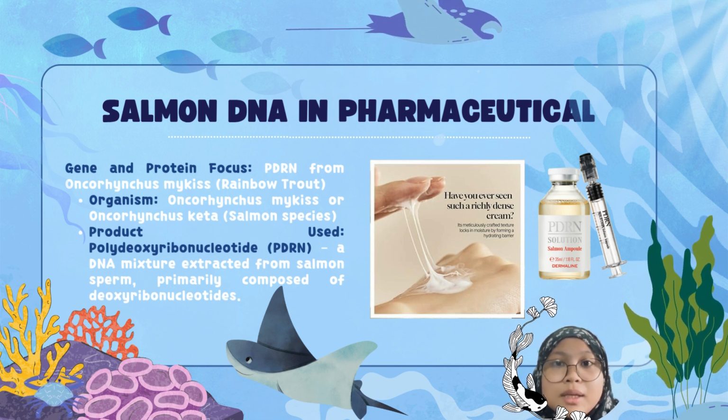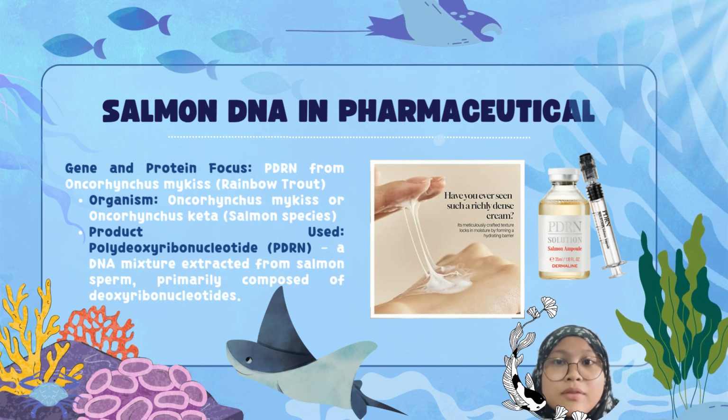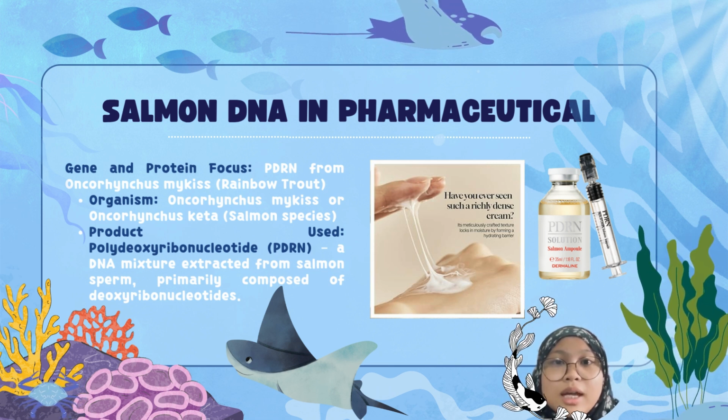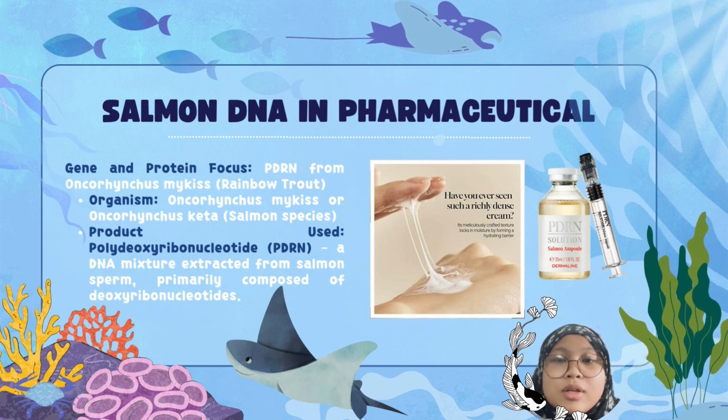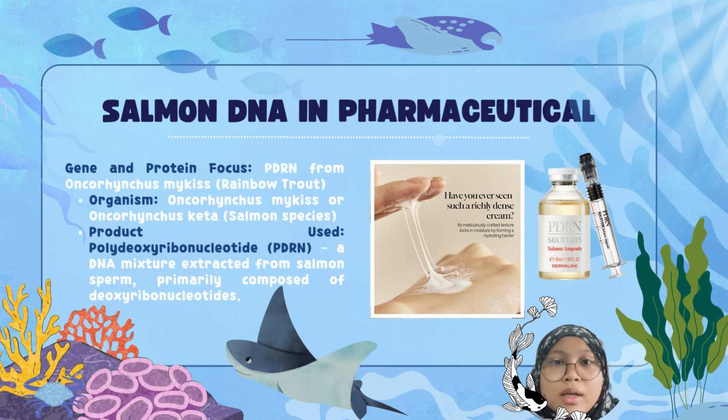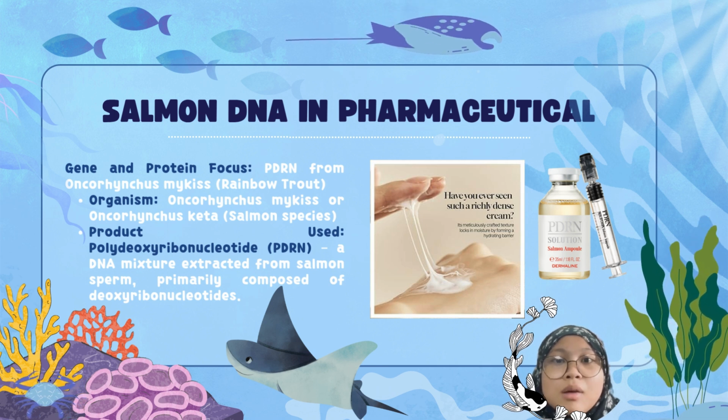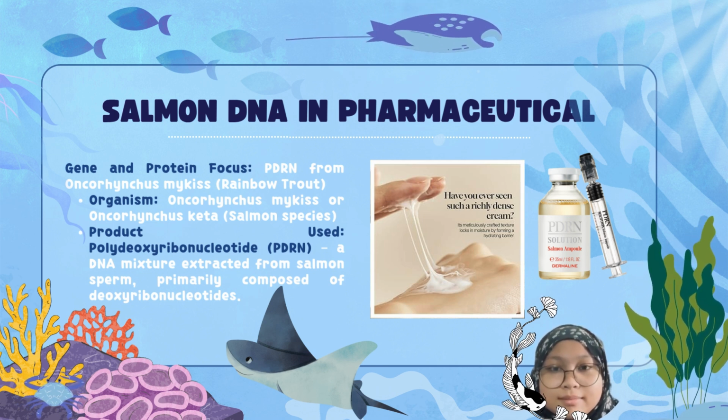In summary, PDRN from salmon sperm is a safe and biologically active compound that facilitates cellular repair and regeneration by modulating key molecular pathways and supplying essential building blocks for tissue recovery.